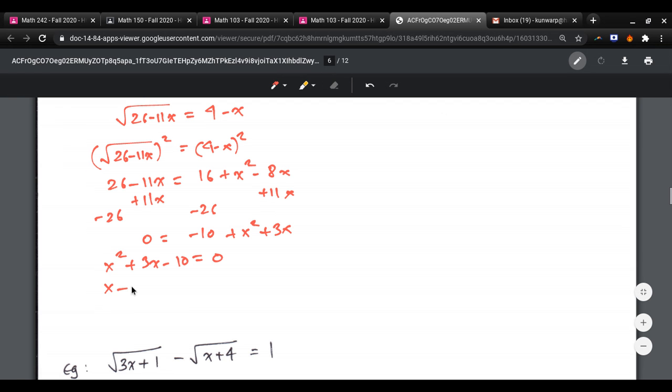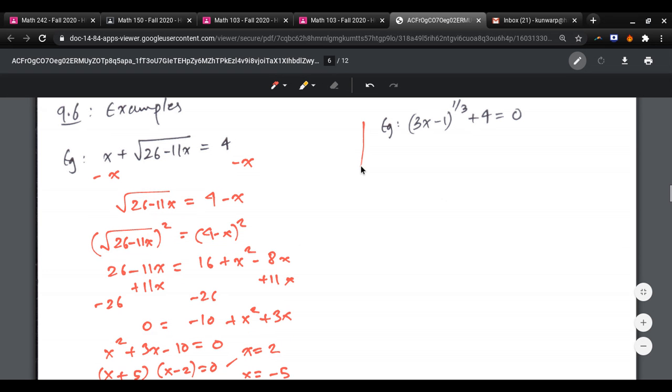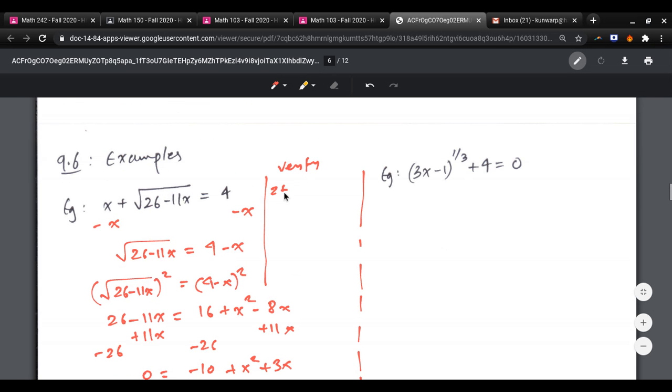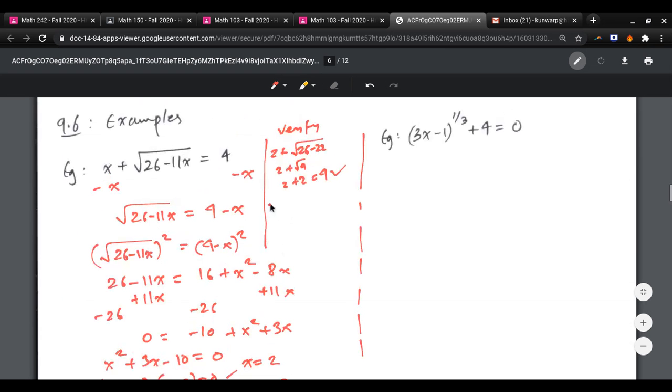Now that's a trinomial which you can factor, and it gives you x is 2 and x is negative 5. But now you gotta verify. First, let's use 2. 2 plus root 26 minus 22 is 2 plus root 4, which is 2 plus 2, which is 4. So 2 works. What about negative 5?